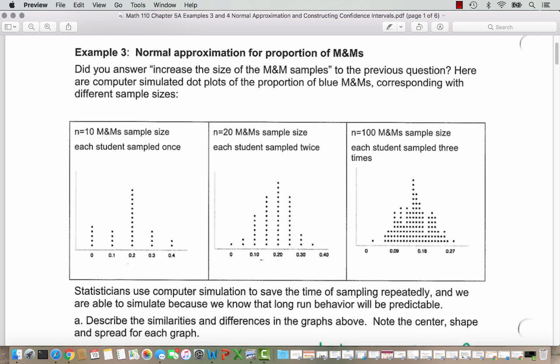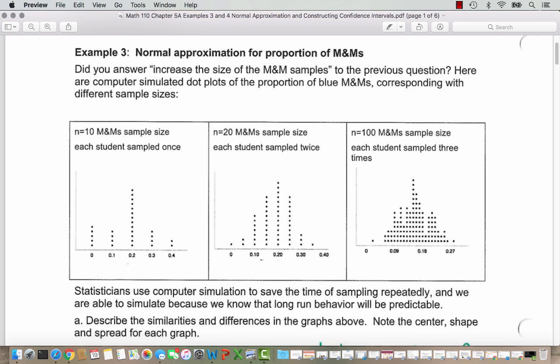And so we see here we've got values at 0, 0.05, which would be 5% of the M&Ms were blue, 0.10, 10% of the M&Ms were blue, all the way through, it looks like 0.35 here. In the third graph, n equals 100 M&Ms sample size, and each student sampled 3 times.